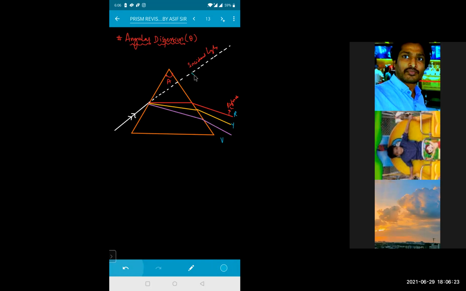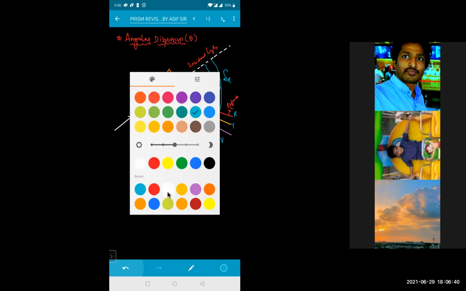So the angle made by the incident ray with the violet is known as the deviation of violet color. The angle made by the incident ray with the red color is the deviation of red color. The angle made by the incident ray with the yellow is the deviation of yellow color. Clearer? That deviation will be equal to mu minus 1, I can write.